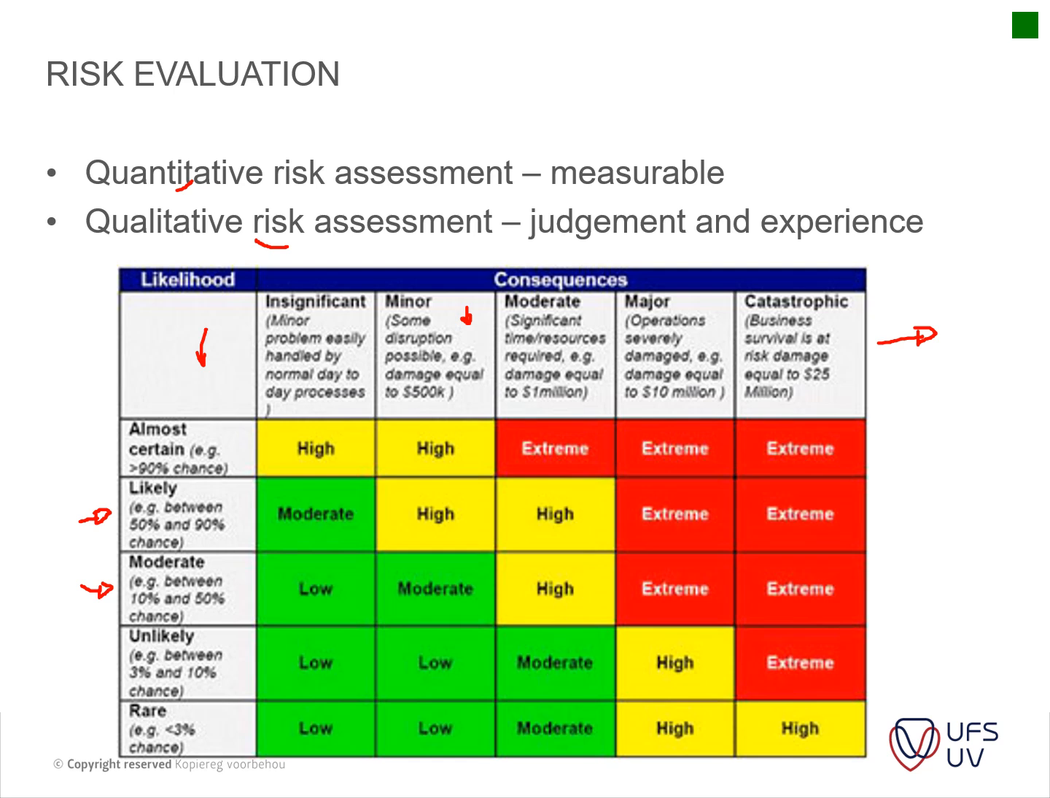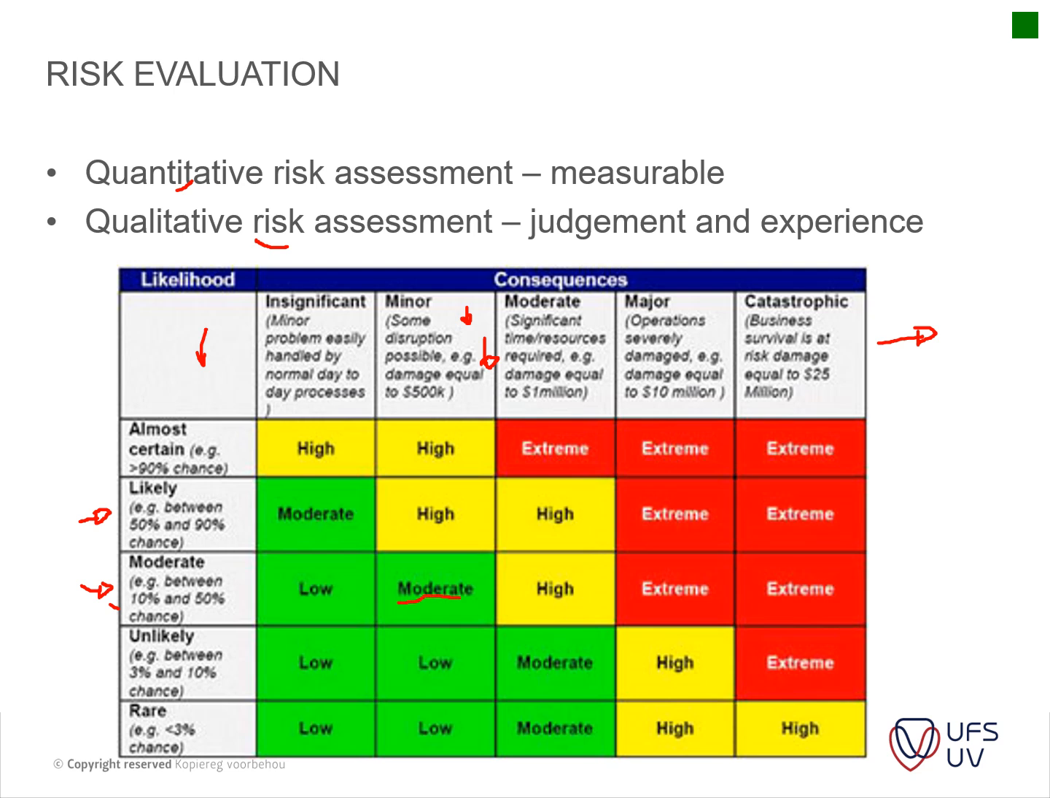So if you identify, for instance, a moderate likelihood and a minor consequence, then it will be highlighted as a moderate risk.